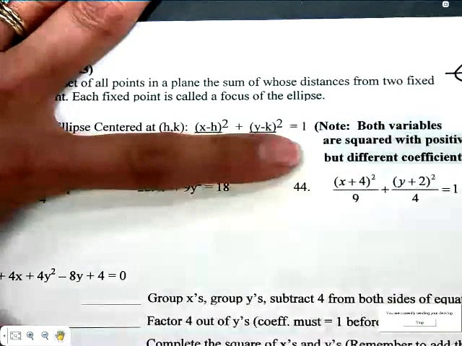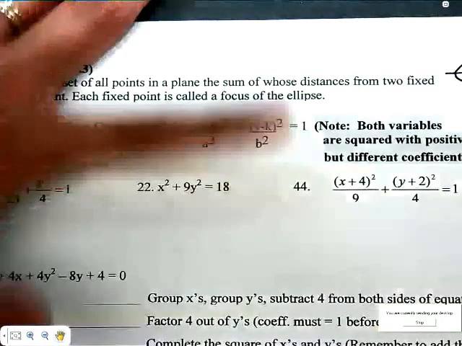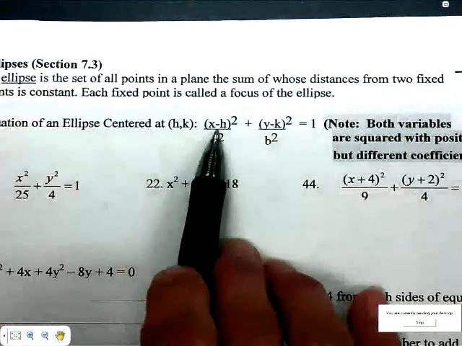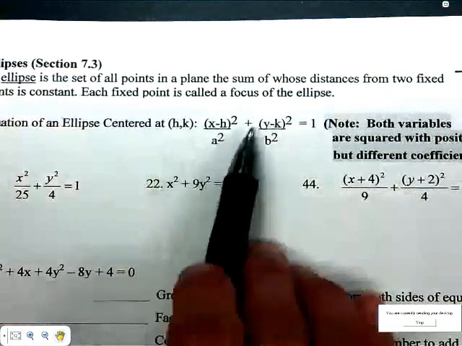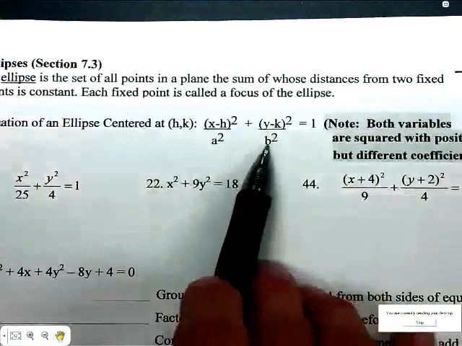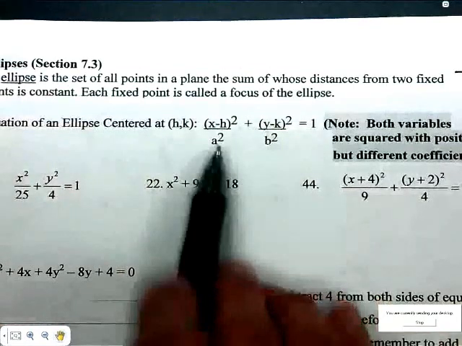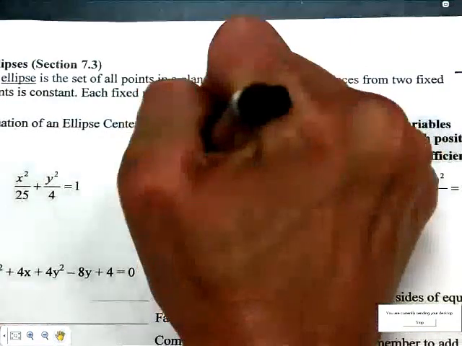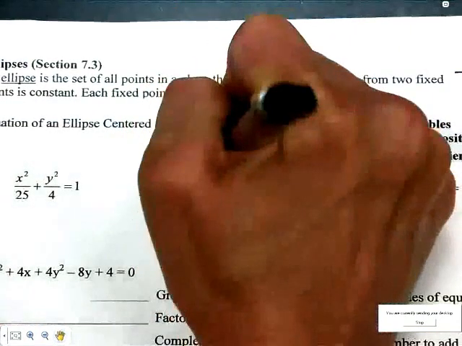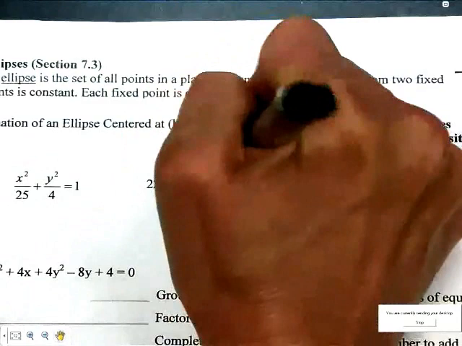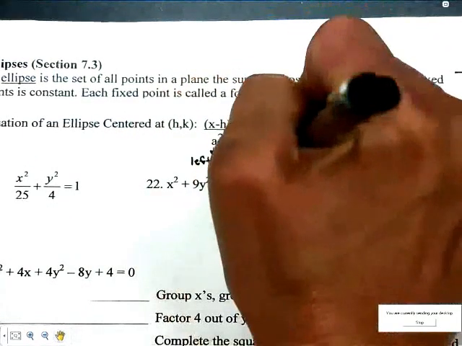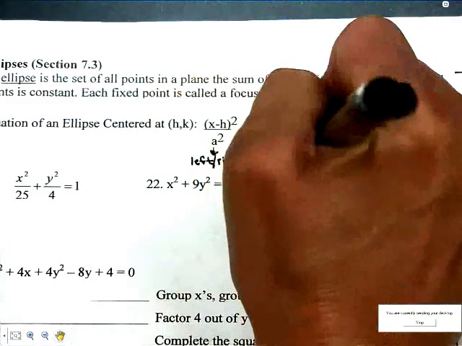But for an ellipse, the x minus h squared is over something and the y minus k squared is over something. The a tells you the distance to go to the left and right. The b tells you the distance to go up and down from the center.